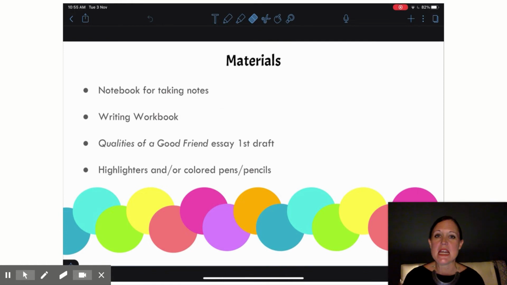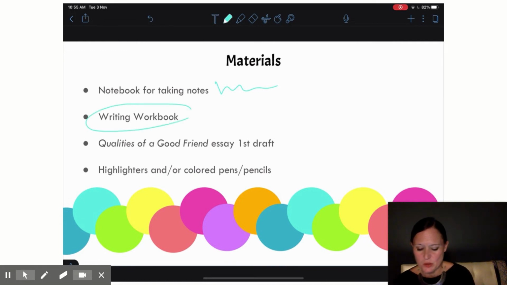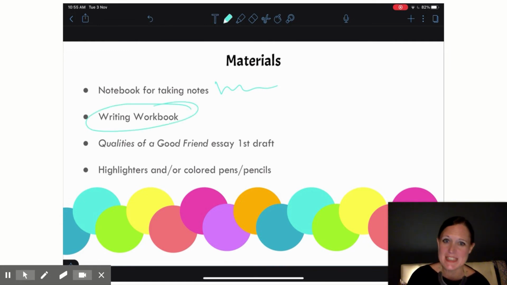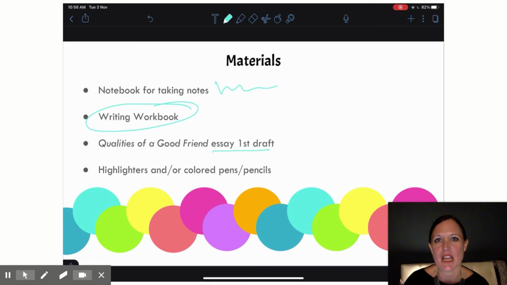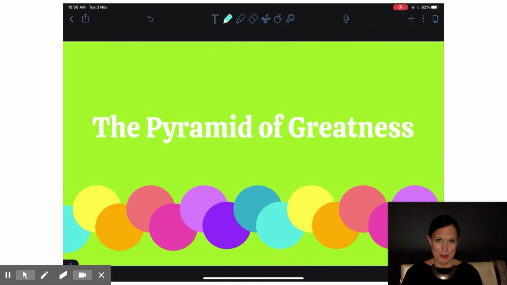So the materials you're going to need are, of course, your notebook for keeping your writing lesson notes in. You're also going to need your writing workbook, as always, and you're going to need that first draft that you wrote earlier this week of your qualities of a good friend essay. Make sure you have that close by, and some highlighters, colored pens, pencils for helping you in that revision. All right, so go get your materials, come back, and let's talk about the pyramid of greatness.